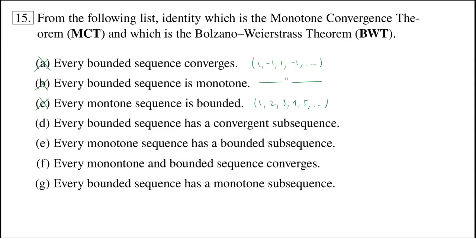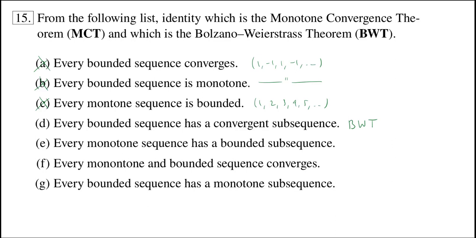Okay, let's look at D. Every bounded sequence has a convergent subsequence. Oh, and that one sounds familiar. In fact, that right there is the Bolzano-Weierstrass theorem. You have a bounded sequence, we automatically know there is some subsequence that converges. Okay, let's look at the next one.